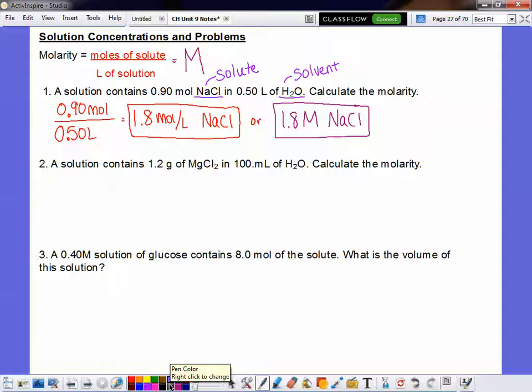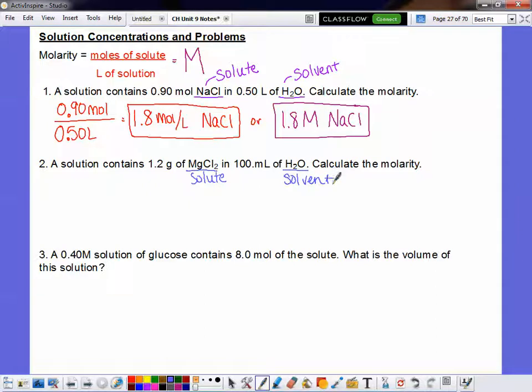We have a solution that contains 1.2 grams of MgCl2 in 100 milliliters of water. Calculate the molarity. So what's my solute for this problem? MgCl2, that's the thing that's being dissolved. And therefore water is the solvent.